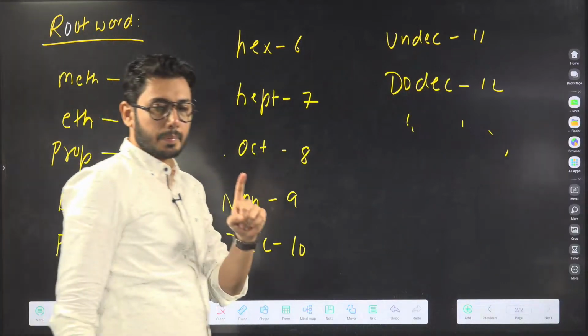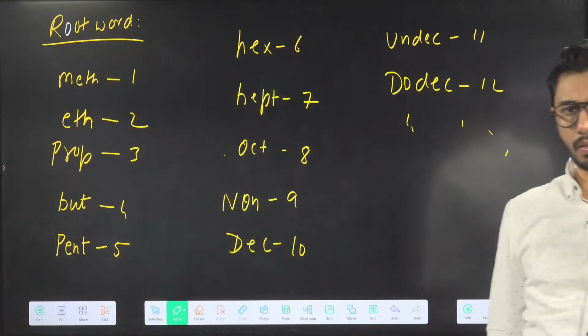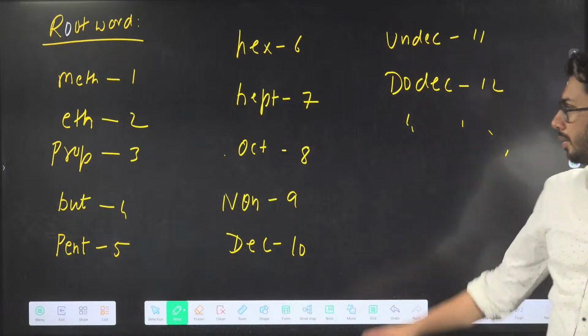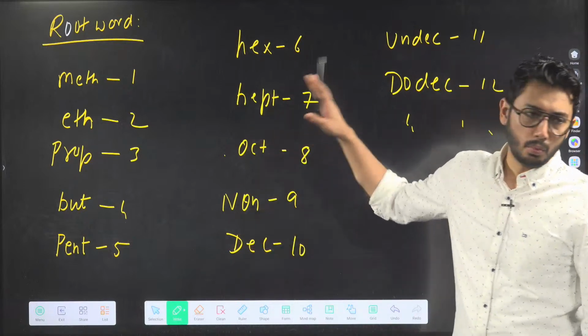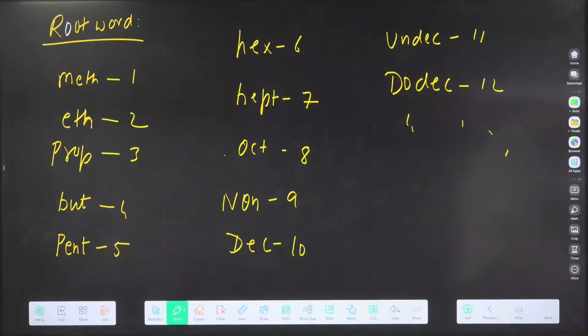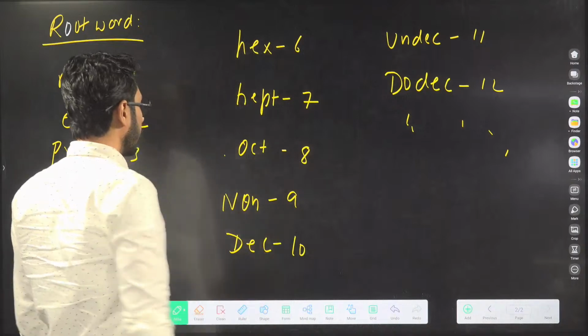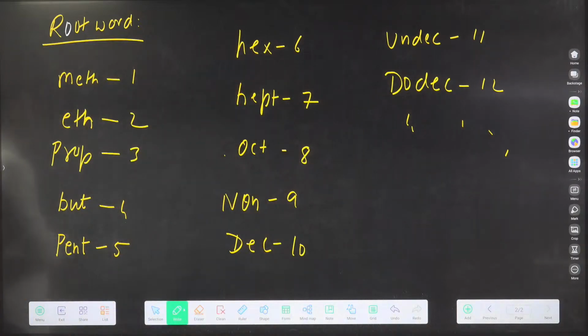If one carbon is present in the parent chain, it is meth. If two carbons are present in the parent chain, it is eth, and we follow the same pattern. Mostly you get questions within 10 carbons. Beyond that it is not useful, so only mark in NCERT wherever something is given. Meth, eth, prop, but, pent, hex, hept, oct, non, dec, undec, dodec, tridec, etc. This is about root words.